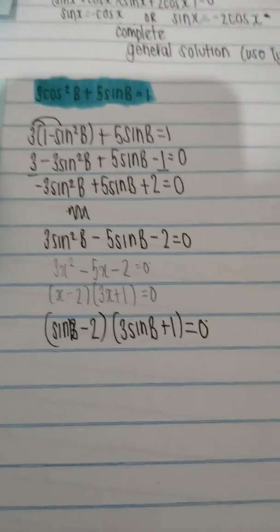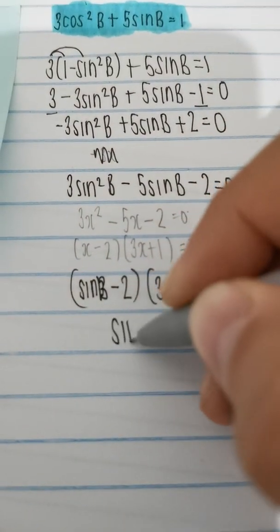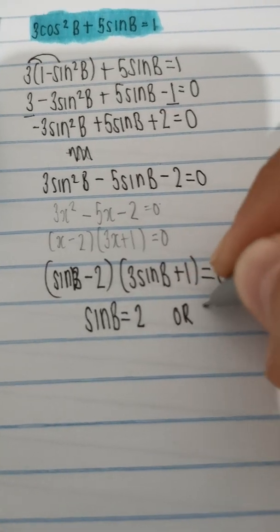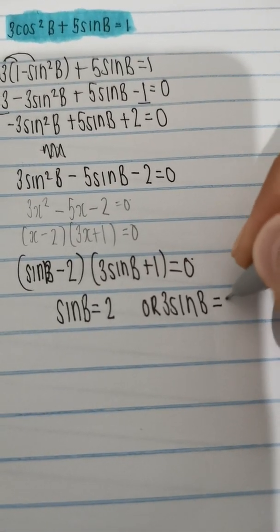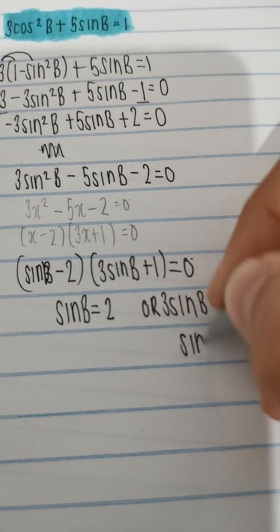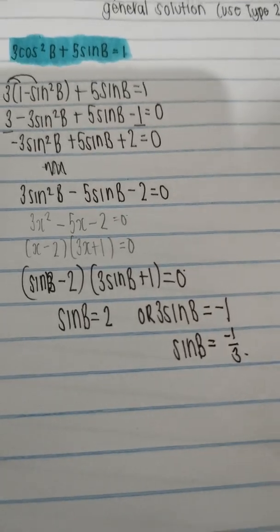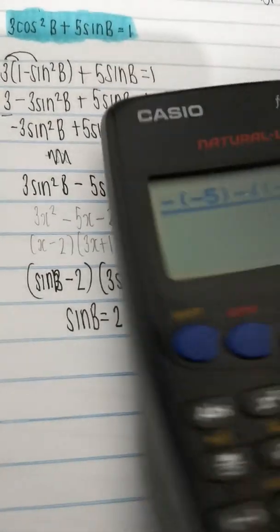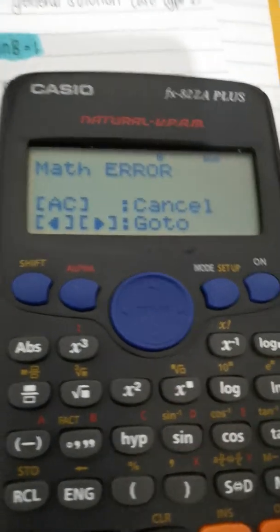Please don't forget to do the step. You actually get marks for this, right? And then sine beta equals 2, or 3 sine beta equals negative 1, sine beta equals negative 1 over 3. You would notice that if you type this in on your calculator to find a reference angle, shift sine 2, it gives you math error. And why is that the case?